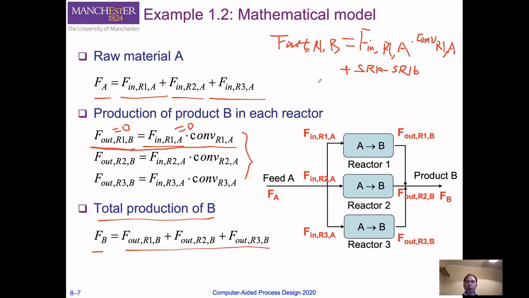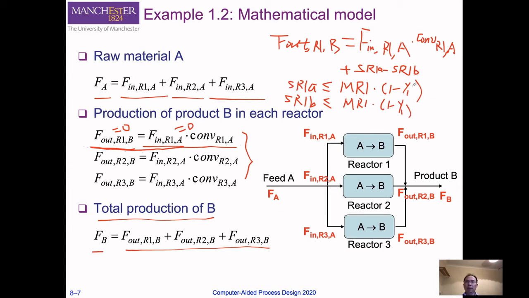Then we also need to make sure if the reactor is not selected, then these two slack variables should be 0. Then we write SR1A is less than or equal to M R1, the big M value for R1, times 1 minus Y1. Also SR1B is less than or equal to M R1 times 1 minus Y1.